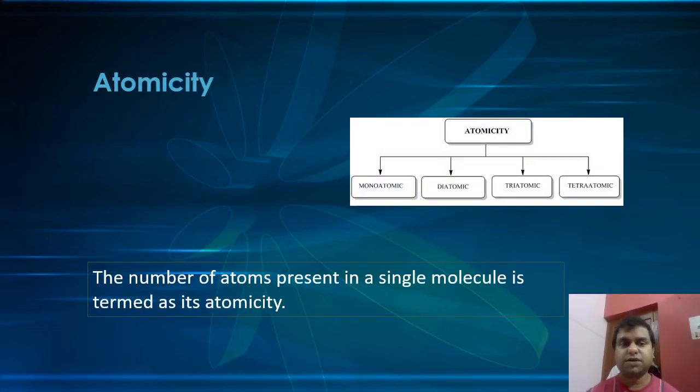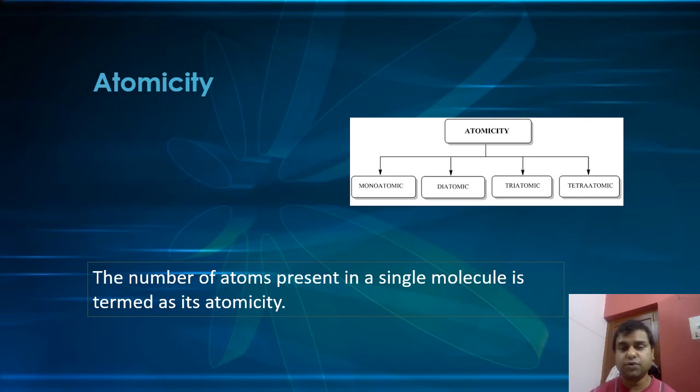Coming to a term called atomicity. What is atomicity? The number of atoms present in a single molecule is termed its atomicity, and based on this concept, atomicity is divided under four main categories or four main heads, which are monoatomic, diatomic, triatomic, and tetraatomic.